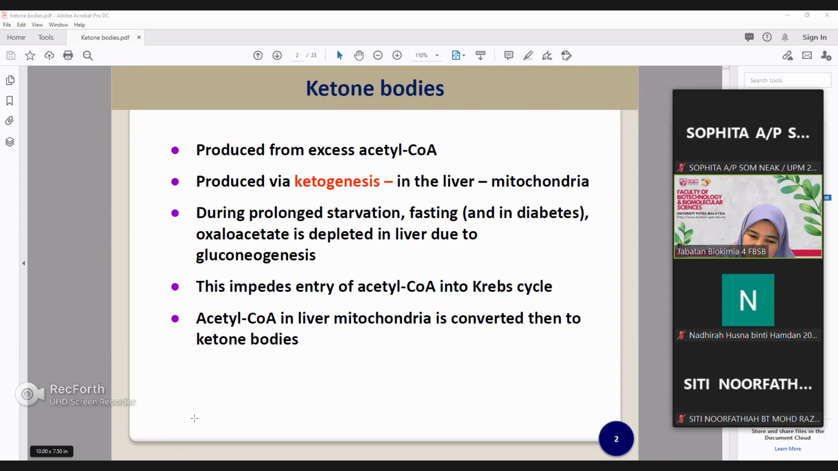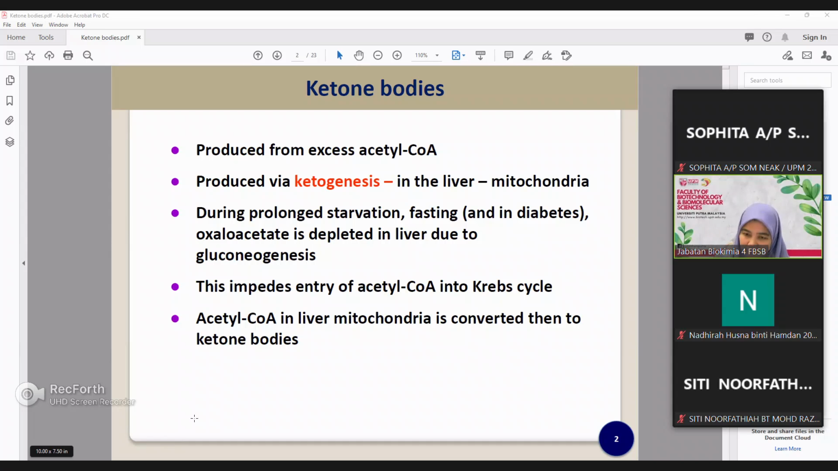So basically we know that in fatty acid oxidation, the end product is acetyl-CoA. I hope you still remember your fatty acid oxidation. In the excess of acetyl-CoA, it can undergo another mechanism. We know the acetyl-CoA from fatty acid oxidation can go through the citric acid cycle for complete oxidation, to generate ATP, to generate energy.